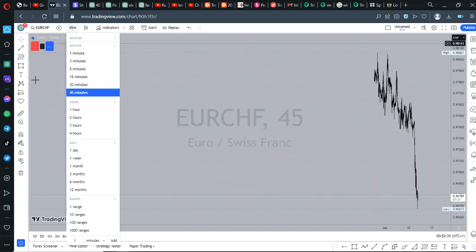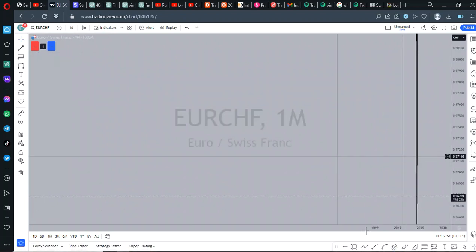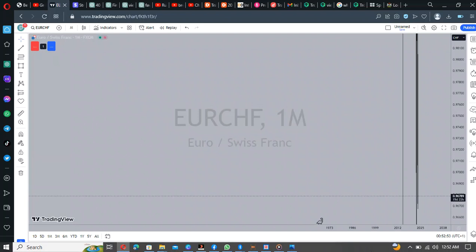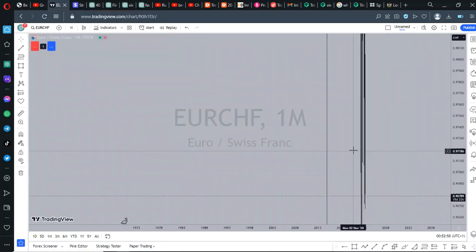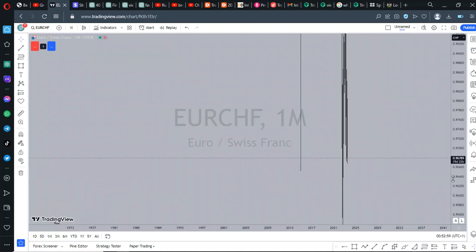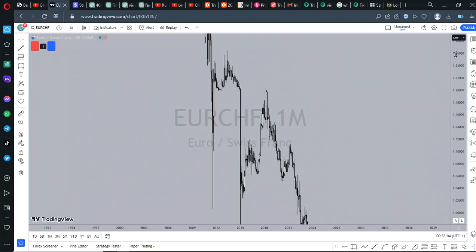Alright, so the first thing first, I always advise when you open your chart, before you execute trades, before you do analysis, you start off with your higher time frame, which is what? Your monthly time frame. So we go up to the monthly time frame. Sorry, my recorder was malfunctioning before. So yeah, that's by the way.